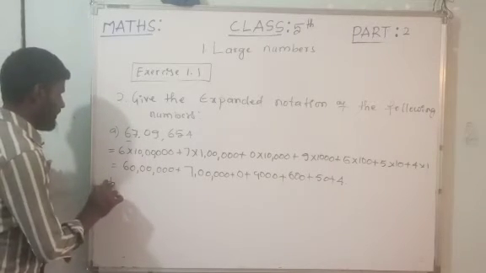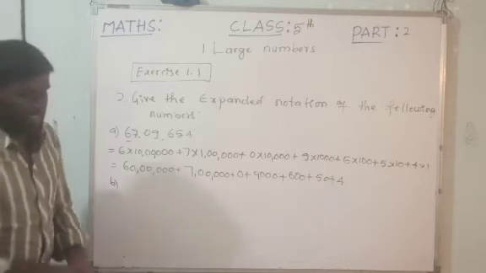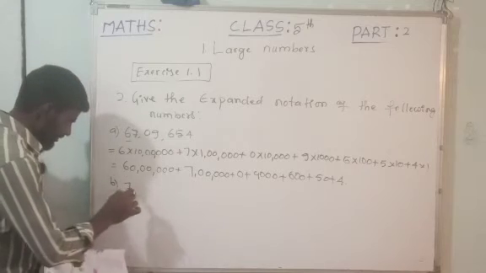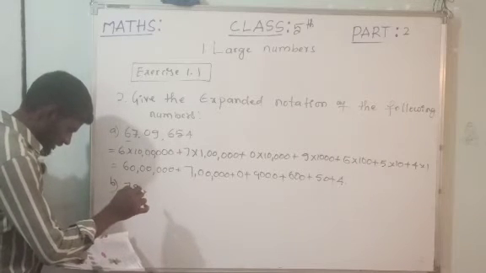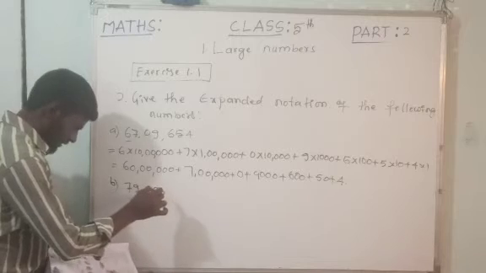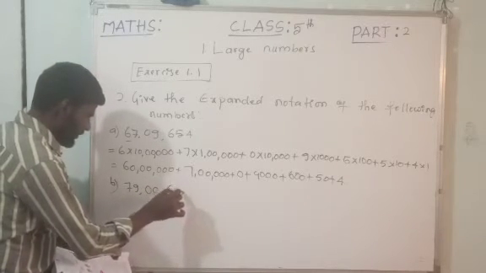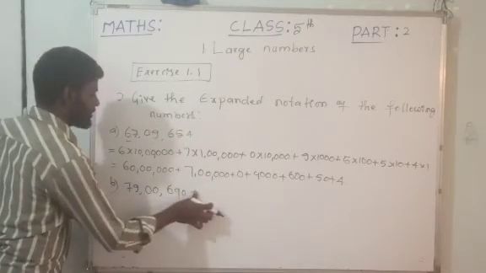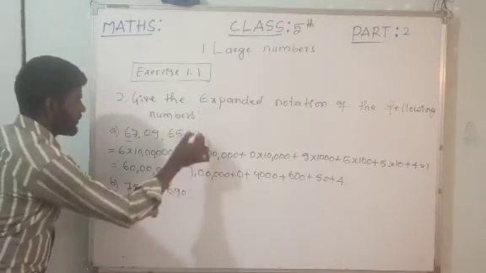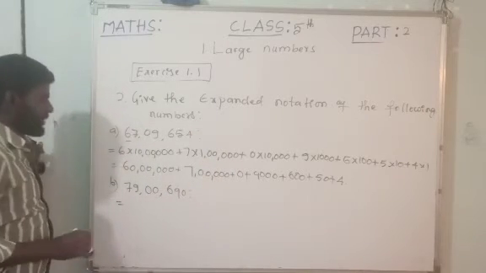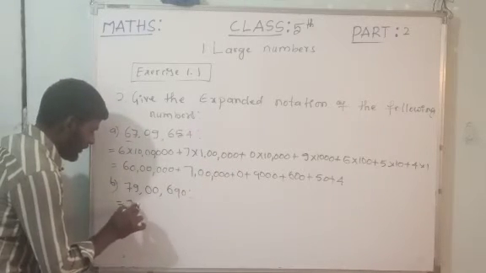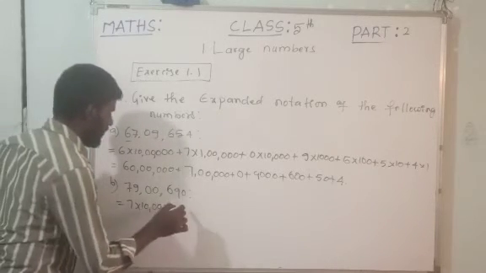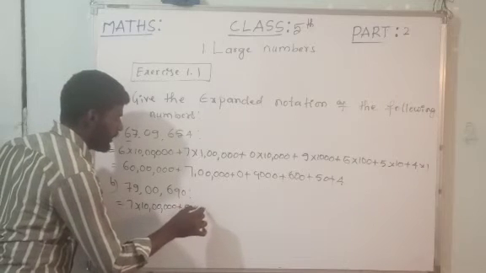Then example B, that is 79 lakh 690. Okay, I will write the expanded notation of this one. 7 is present in the place of 10 lakh, 7 into 10 lakh, plus 9 is present in the place of lakh, 9 into 1 lakh.